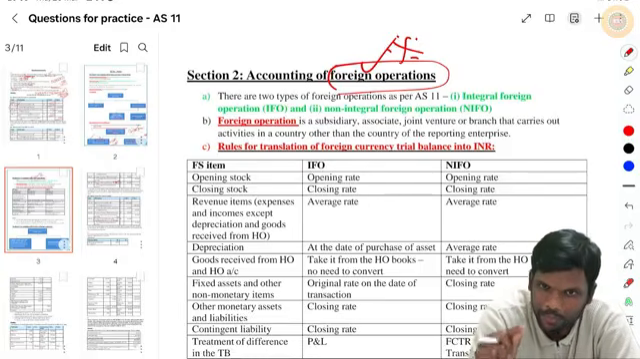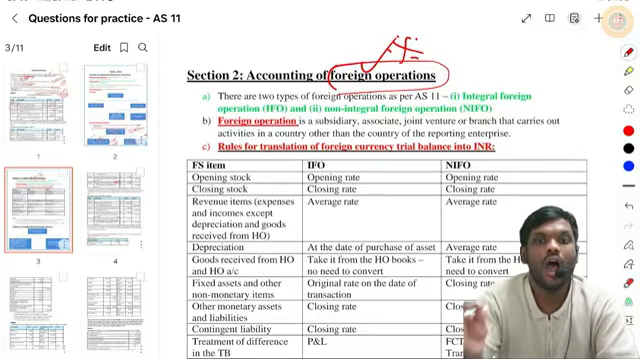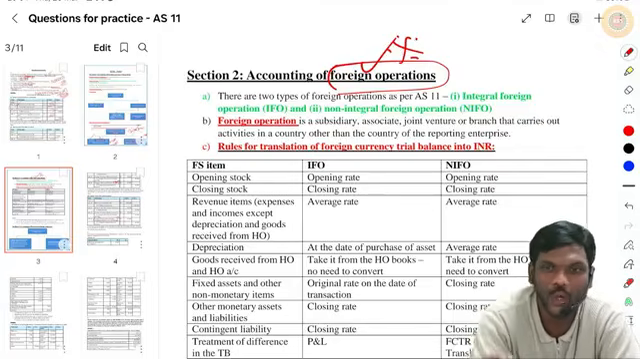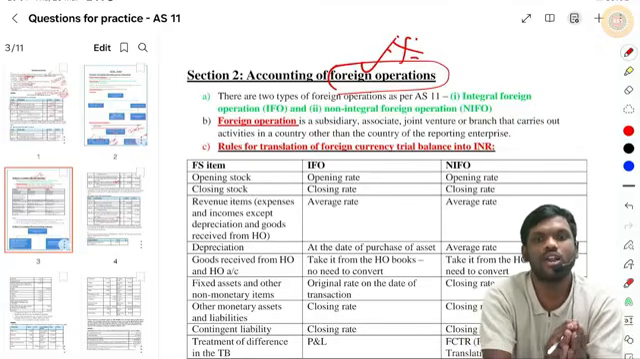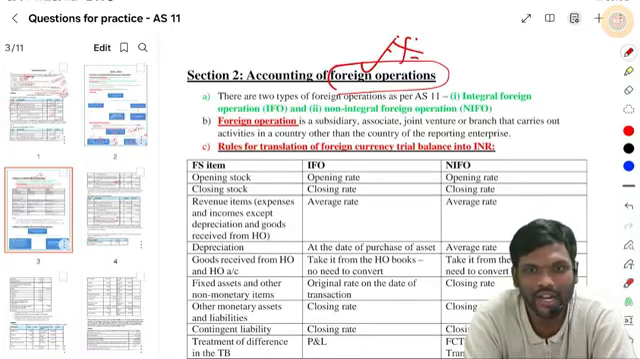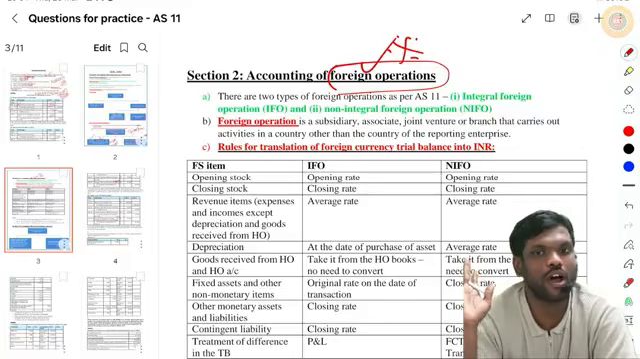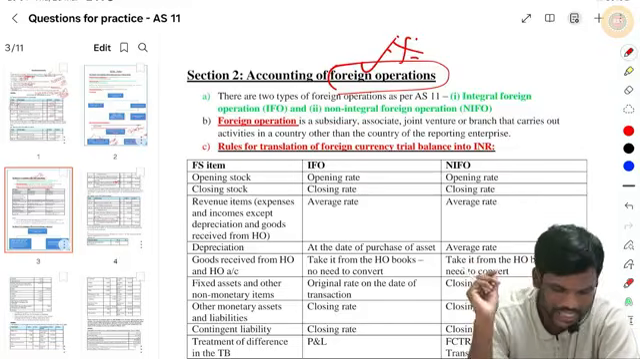So the main purpose or objective of this topic is, we need to know how to convert a foreign currency trial balance into an INR trial balance so that it can be consolidated or integrated into the head office or holding company's books of accounts, which is maintained in INR. That is the main purpose of this section.